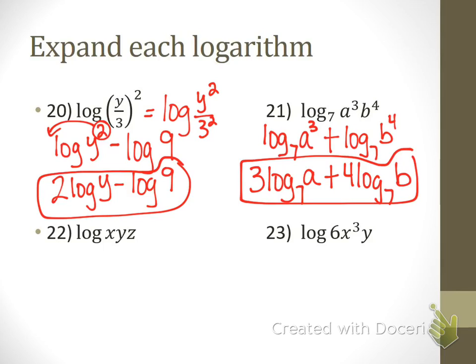All right, 22. This one's a little different. What do you think we're going to do? We're going to have 3 different logs, and they're all going to be added together. So we're just multiplying a bunch of stuff, so we change it into adding a bunch of stuff. Log of x plus log y plus log z. That's it. Made it as big as we could. Questions, concerns?